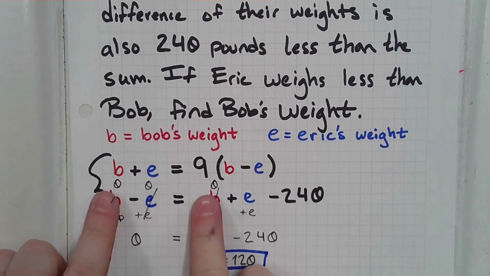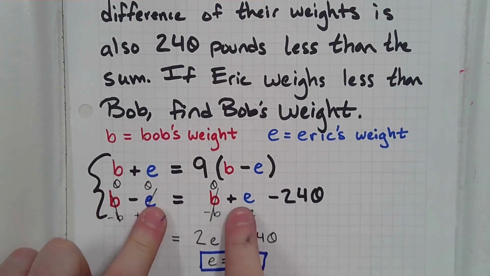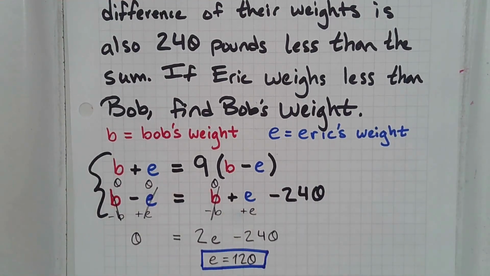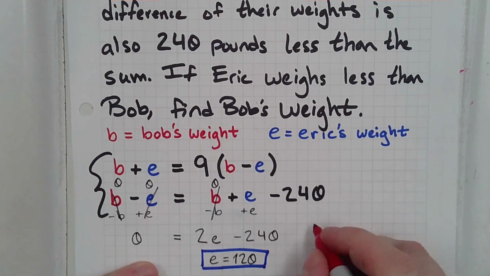Because in this bottom equation, B goes away. Even if I plug in E, it'll still go away. It won't be very useful, right? So plugging in here is going to be a better go. So I'll do that over here.